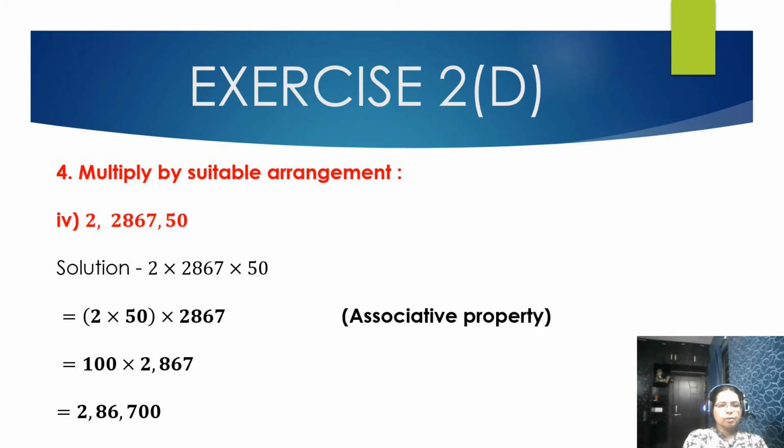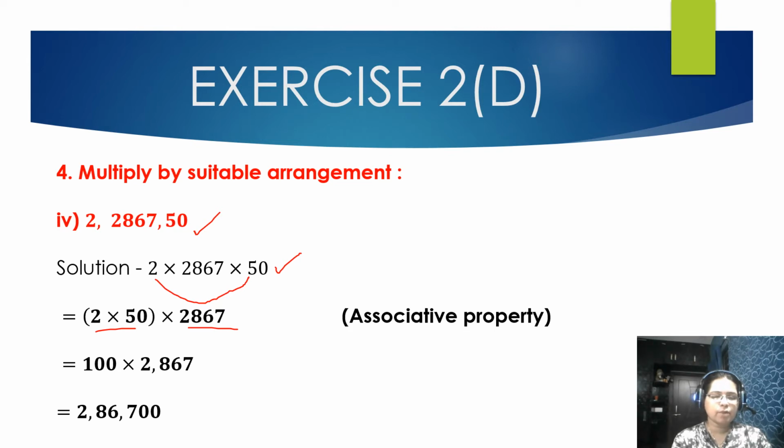Now we multiply the numbers, and numbers given in fourth bit are 2, 2867 and 50. Now we multiply these numbers. 2 multiplied by 2867 multiplied by 50. And if we multiply 2 with 50, we get 100, and this will be easy to multiply. So (2 multiplied by 50) inside the bracket, multiplied by 2867, and this is the associative property of multiplication of whole number. So 2 multiplied by 50 equal to 100.